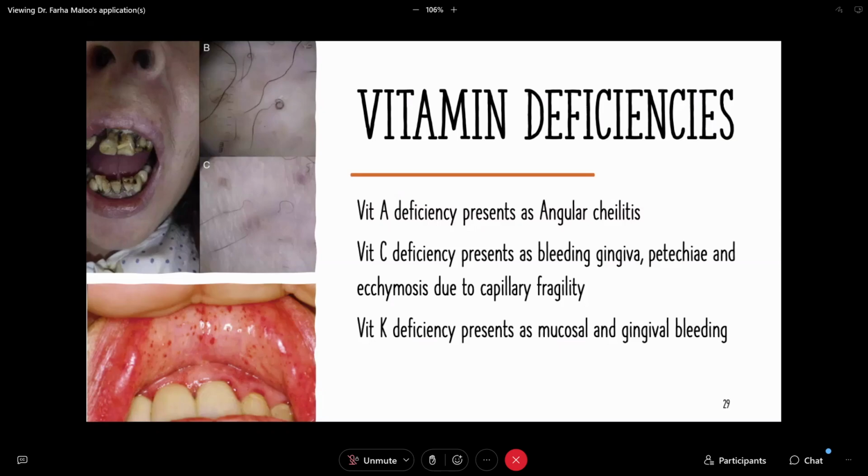Vitamin K is very important for production of critical clotting factors. So vitamin K deficiency will present as recurrent mucosal and gingival bleeding, as can be seen over here.